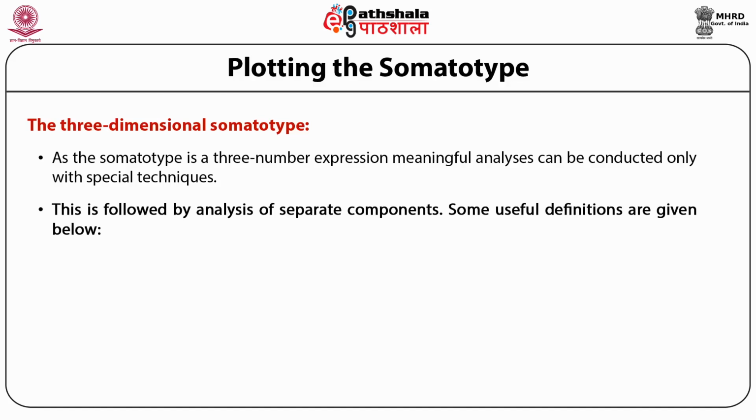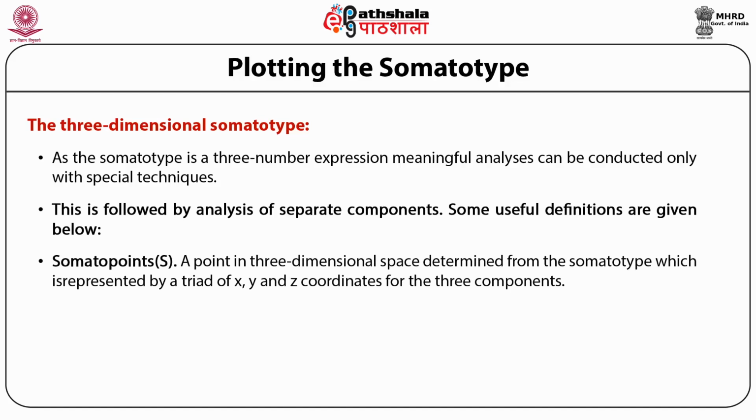We can go through some useful definitions. Somatopoint, which is represented as S, is a point in 3-dimensional space determined from somatotype, which is represented by a triad of x, y, and z coordinates for the three components. The scales on the coordinate axes are component units, with the hypothetical somatotype 0, 0, 0 at the origin of the three axes.